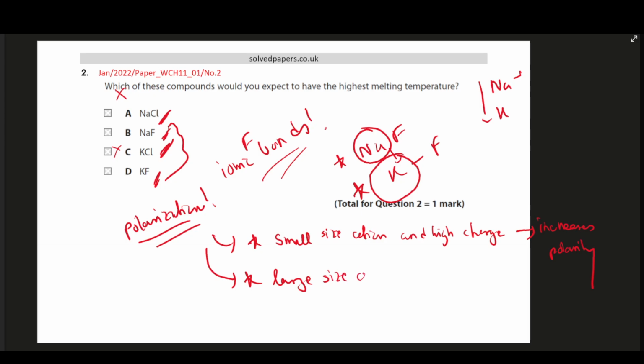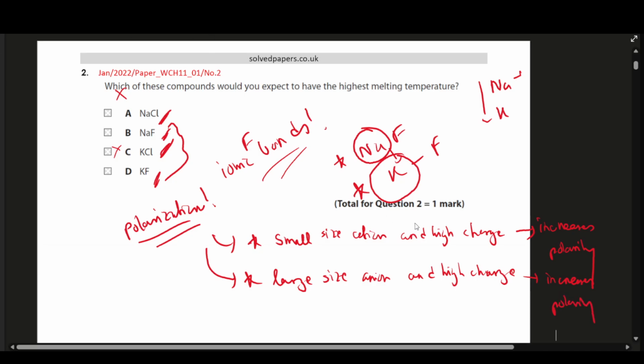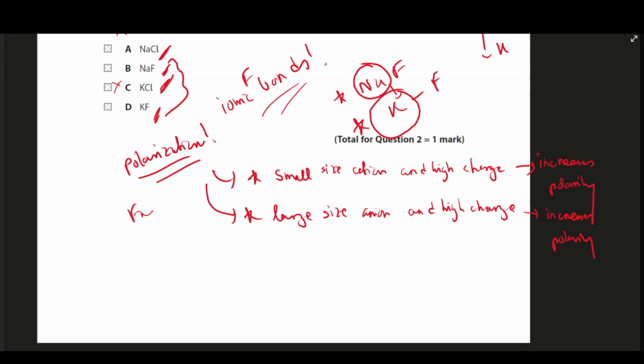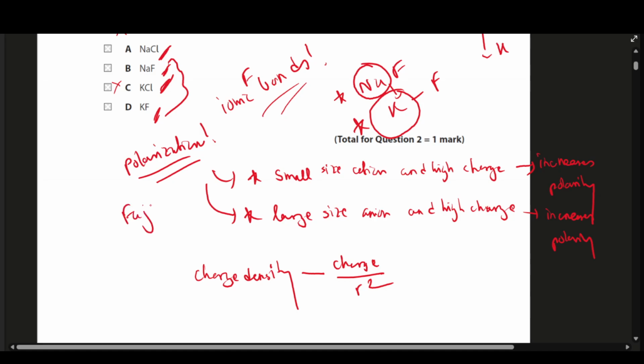A large size anion increases polarity. These are known as Fajans' rules. Have you guys heard about it, Simra? I said this is known as Fajans' rules of polarization. Have you heard about it? And this is the equation of the charge density.